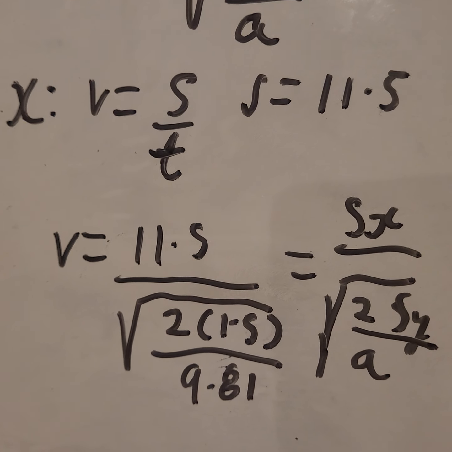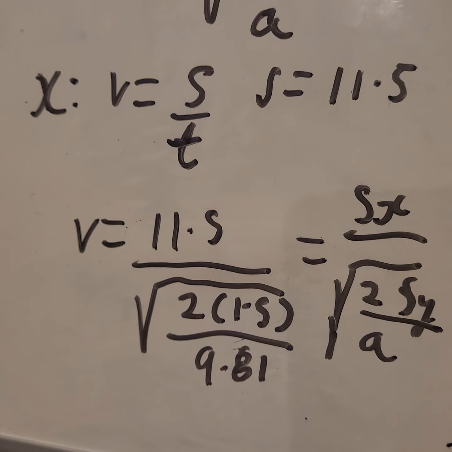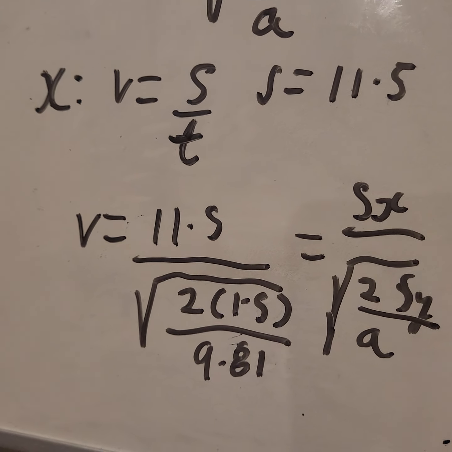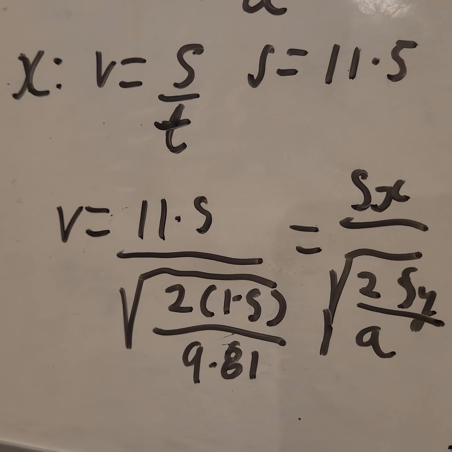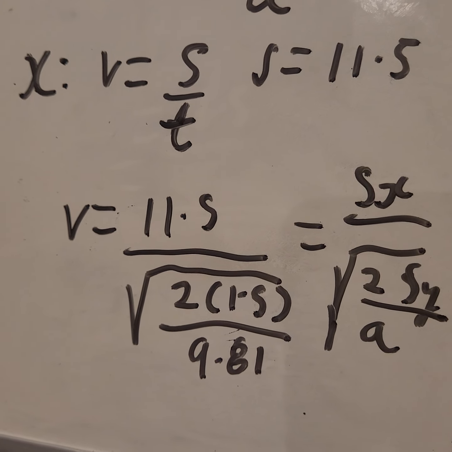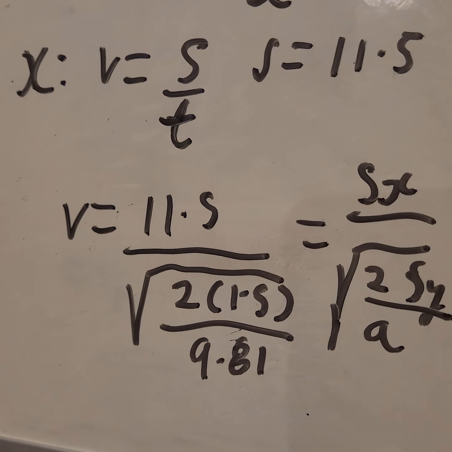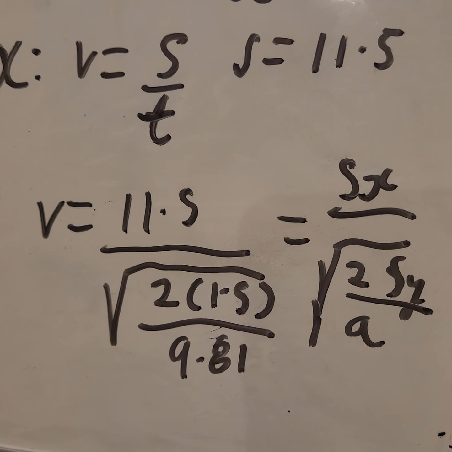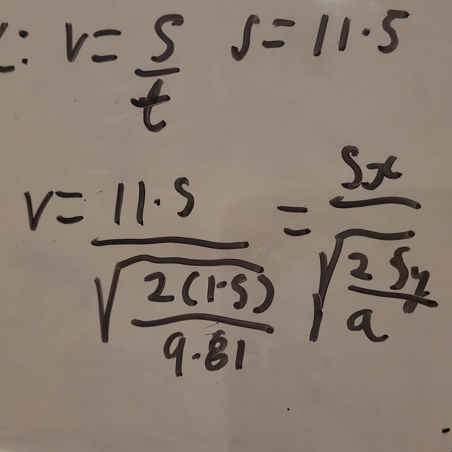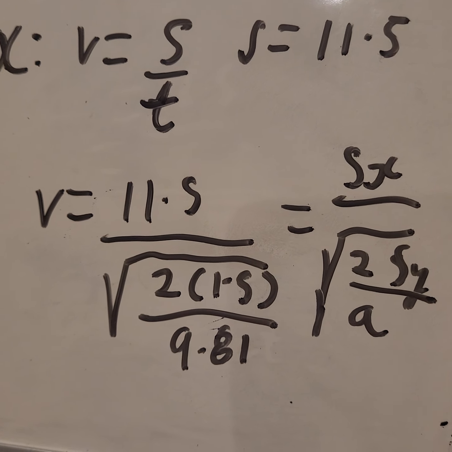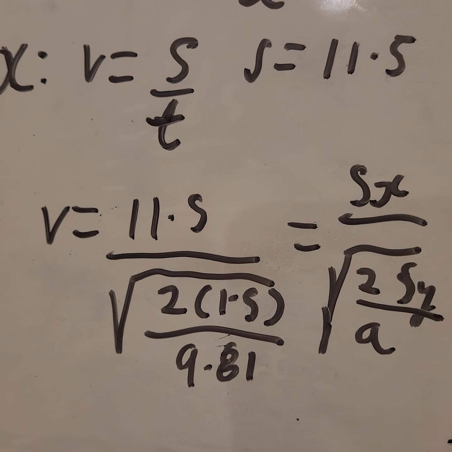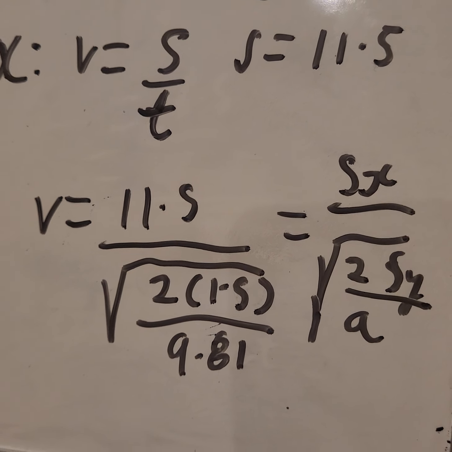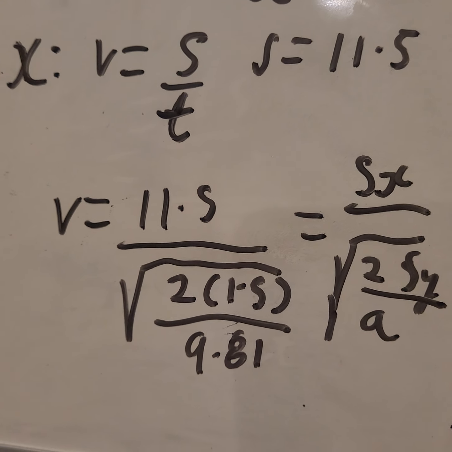So this is the final equation written out. The velocity that the ball needs in the horizontal is equal to 11.5 divided by the square root of 2 multiplied by 1.5 divided by 9.81. And over here on the right, we've got the same thing, but in terms of the variables. So the distance in the x direction divided by the square root of 2 multiplied by the distance in the y direction divided by a.